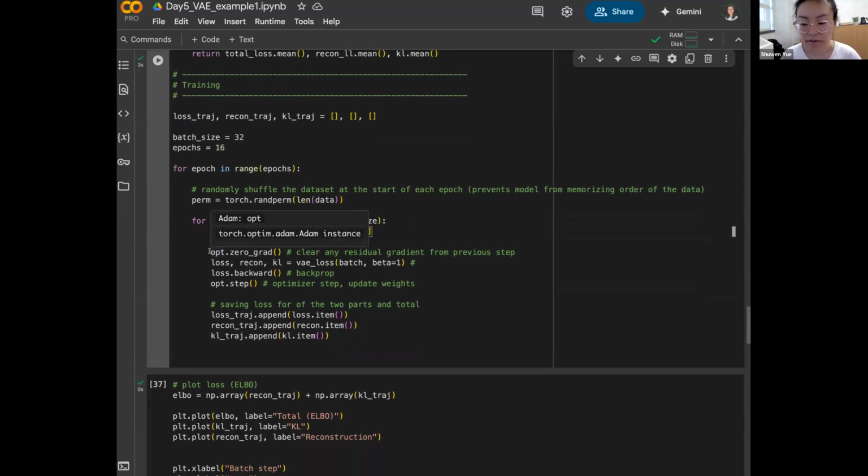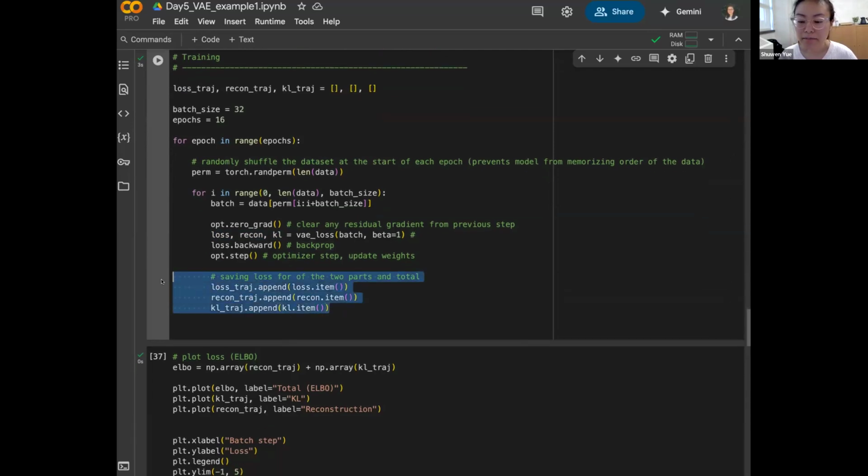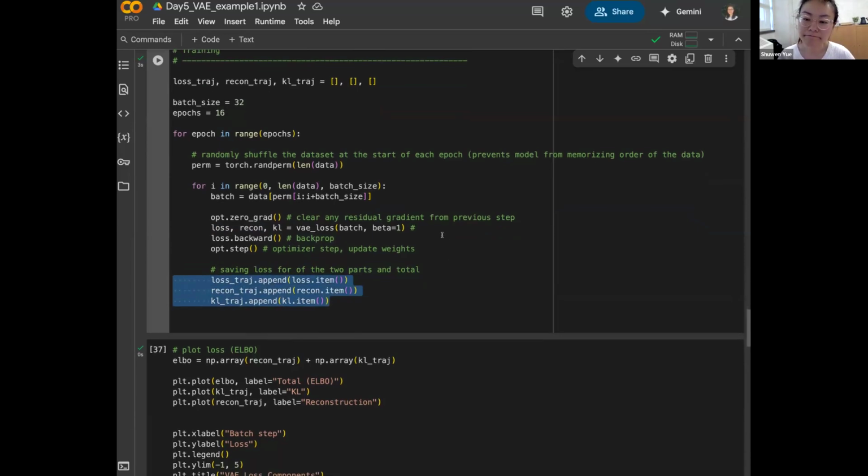Before that, you always need to clear out any residual gradients. The gradients can build up for these PyTorch models, so you always have to zero that out. And then this is just our loss function, so we can collect those three pieces that contribute to the total loss, do backprop, and then update the weights. So basically we find the difference between the anticipated value and then reparameterize here. Then we just save the loss so that we can plot it and see what's going on.